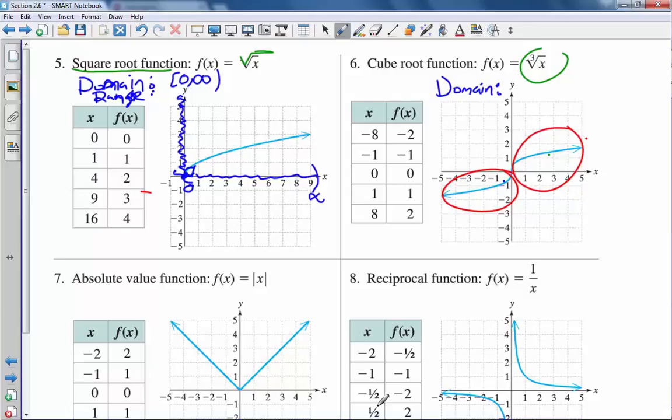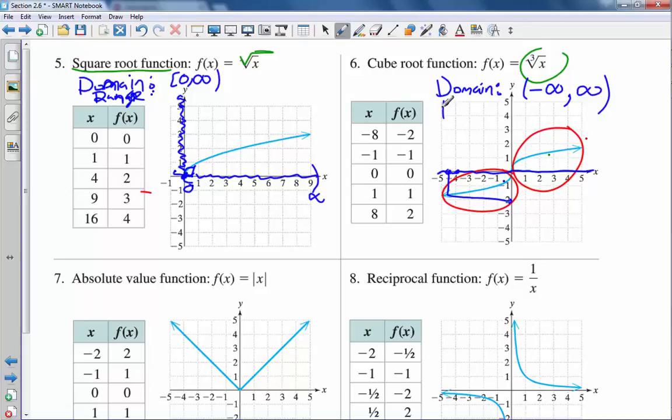What's the domain? What kind of numbers are you allowed to enter? Everything. I can take a number and compute it through this function. So this is on the domain. Everything on the left and right, the entire line, is the domain. So I can pull any number from this set and use it.